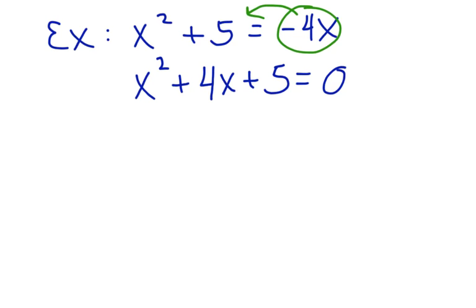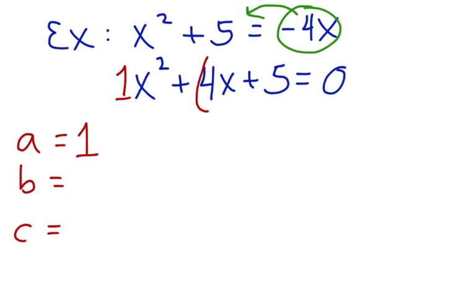So there's my rewrite. Immediately I'll jot down my a, b, and c on the side, and then we'll start in. So our a value again is just the coefficient on x squared, that looks like 1 here. B is our value in front of x, so that's 4. C is our constant, he's just 5. So all my a, b, c values in this example are positive.